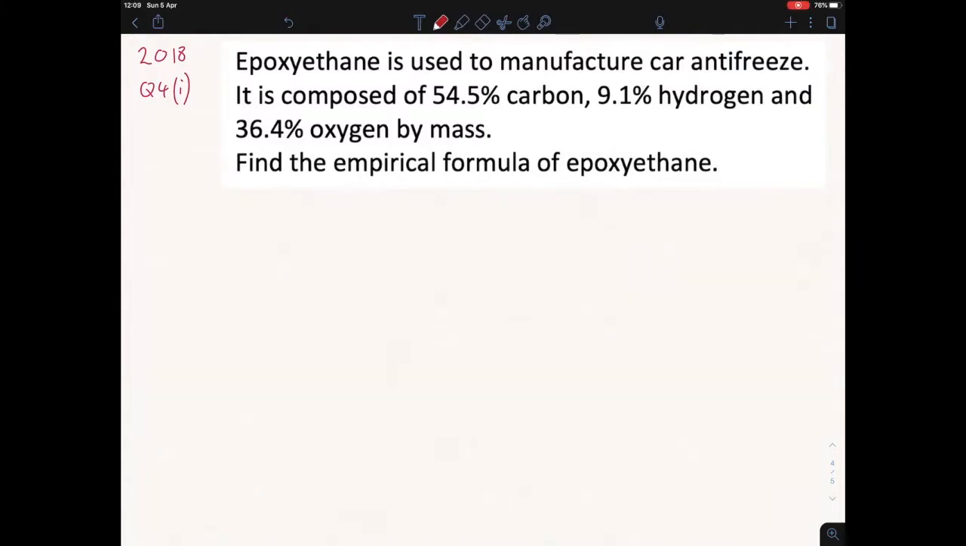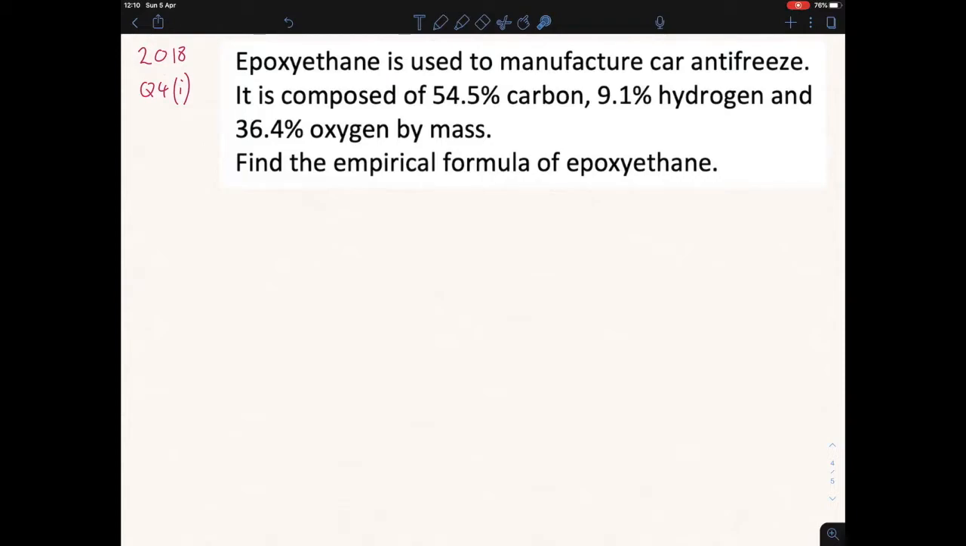Hi everybody, so today we are looking at empirical formulas again, and this is 2018 question 4i we're specifically looking at. Now this is actually a little bit trickier than most empirical formulas. Well, it looked a little bit trickier, but in actual fact it was pretty much the exact same, but students were put off by it nonetheless.